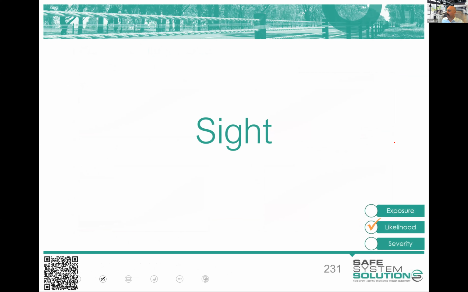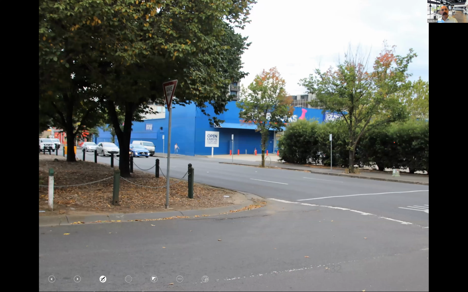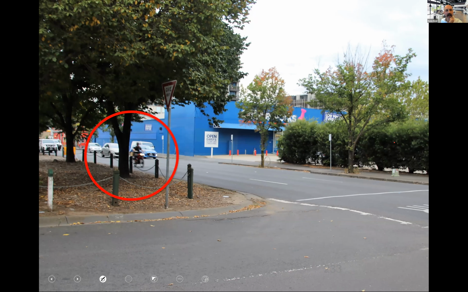So I just jumped through those S's quite quickly here. Sight being a likelihood factor, and we know that motorcyclists can be hidden. So sightline impediments can be much smaller than they are for obviously passenger vehicles. So we need to think a little bit about that. When you do a safe system assessment, you have a specific view of motorcycles and their exposure, likelihood, and severity, and you will analyze them as crashes in their own right. You'll be thinking about these sorts of things.